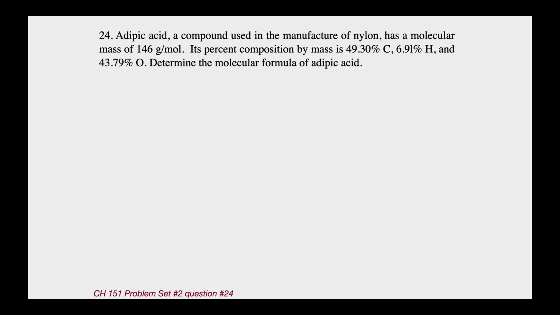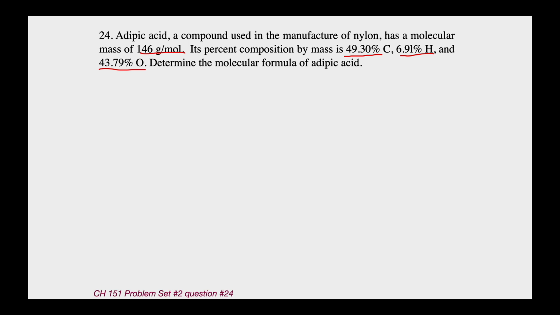This last one is a great one. If you can do this problem, you've got this whole problem set down. In this problem, we have percentages. Some kind of compound has carbon, hydrogen, and oxygen, and we also have the molar mass of the whole compound. From this information, we want to find the molecular formula of the whole shebang.